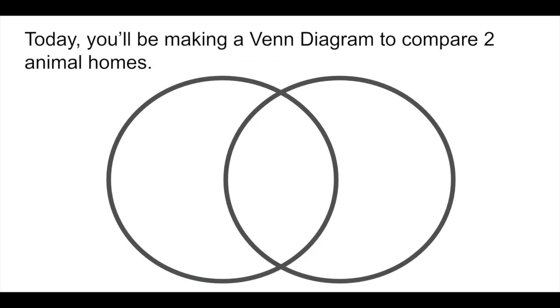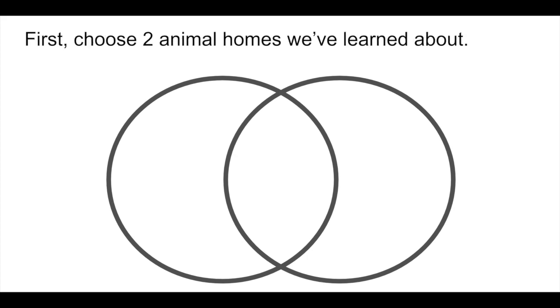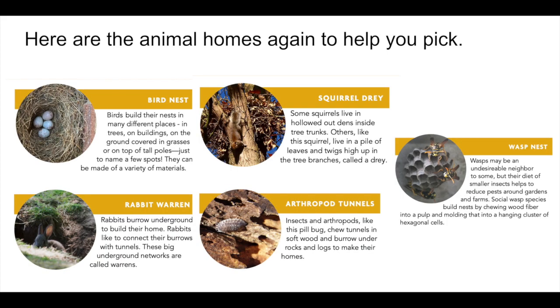All right. Today you're going to be making a Venn diagram to compare two animal homes. I'll walk you through it here, and then you're going to do your work in the Jamboard. So first, choose two of the animal homes we've learned about. Here's the list that we focused on the most, and it'd be easiest to choose two things from this list. But if you want to choose a different kind of animal home that you know a lot about, that's okay too.